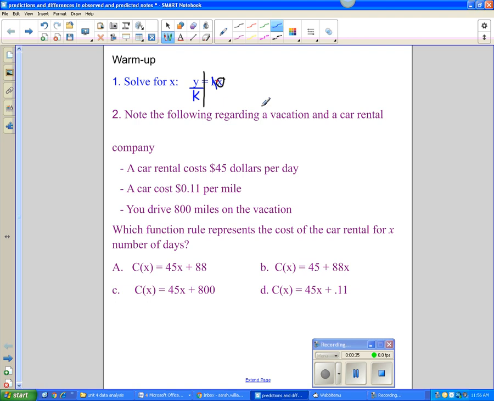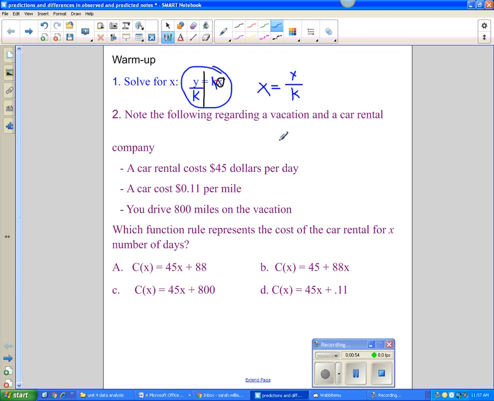So that moves k. So you can write your answer, x equals y over k. If you left your answer like this, that is okay too. Just make sure you have divide by k.